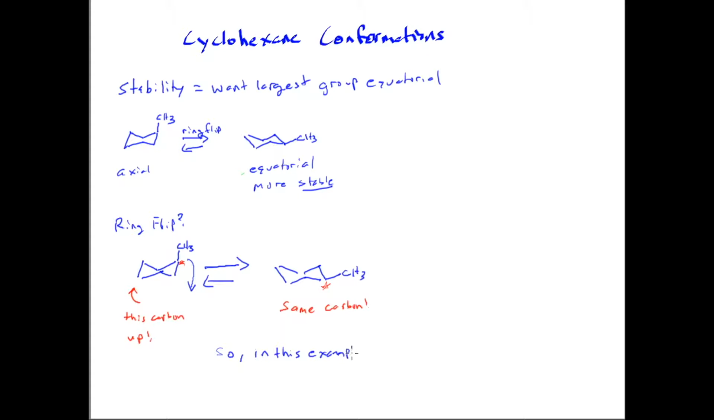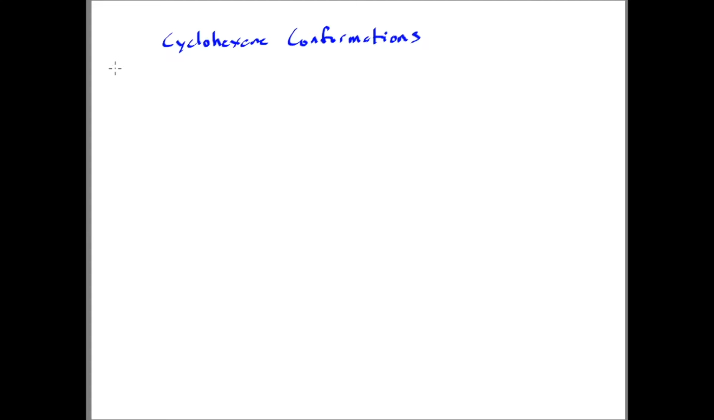So now in this example, the conformer to the right, which has the methyl group in the equatorial position, is the one that's more stable. So our equilibrium will lie to the right.